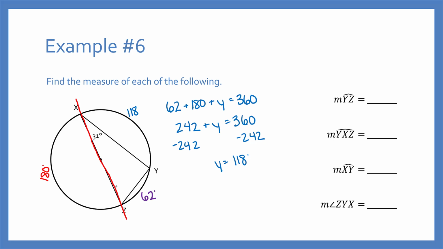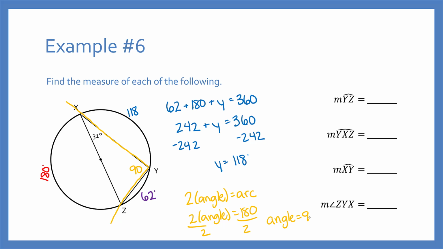So angle Y is intercepting that semicircle of 180 degrees. We just talked about this, right? If I have a semicircle of 180 and I take half of that to find my angle, that means I have 90 degrees. 2 times the angle equals the arc. So 2 times my angle is 180. And when I divide each of those by 2, I find my angle equals 90 degrees.